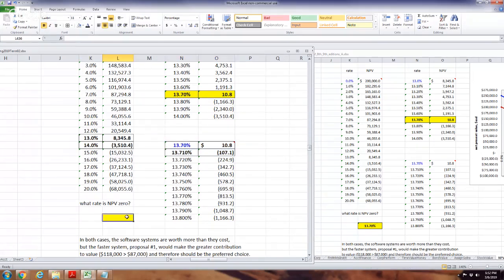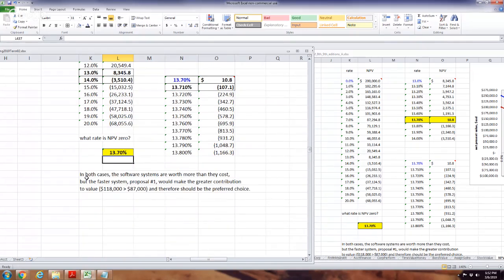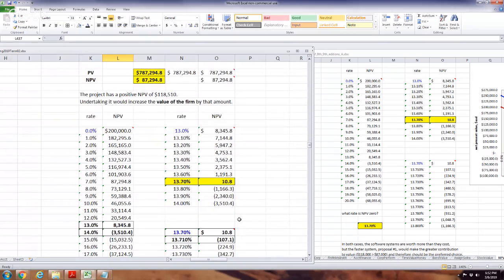13.7 type of an answer. Close enough, because obviously the 13.8 is 1,000 away, and this is just 10. And even this 7.1 is 100 away, even though it's negative. So it says both cases are worth more than they cost, but the fair system would make greater contribution to value. So yeah, and again, you got to be so careful.